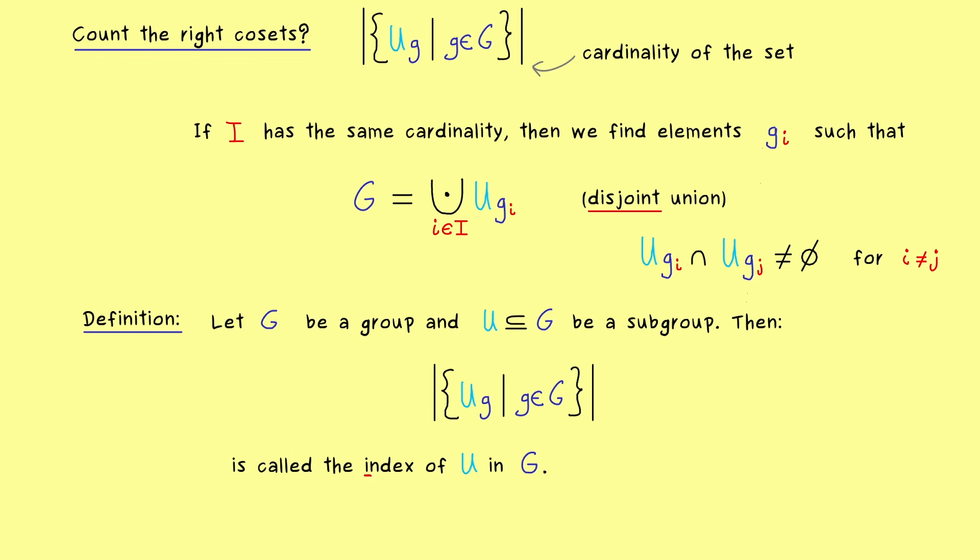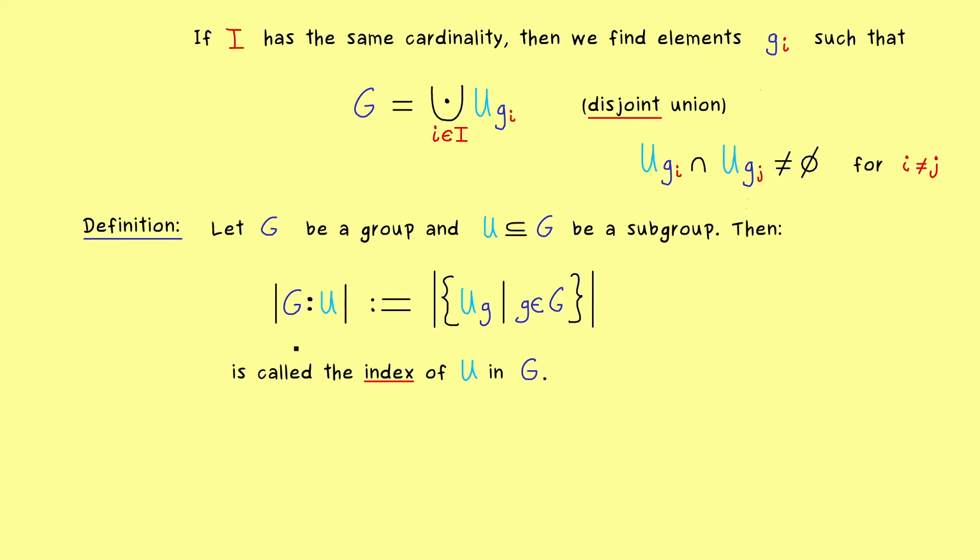And indeed, it does not matter if we consider the right cosets here or the left cosets. The number that comes out is exactly the same, but for the definition, let's choose the right cosets. And indeed, in group theory, this index gets a special notation. We write (G:U). And since we talk about a cardinality here, we also use the vertical lines around it. So you see, we either have an infinite cardinality here or just a natural number.